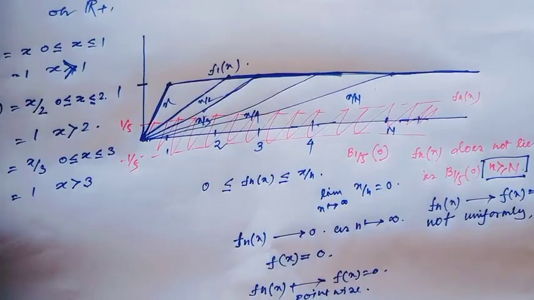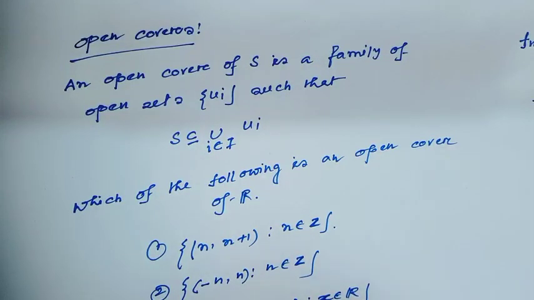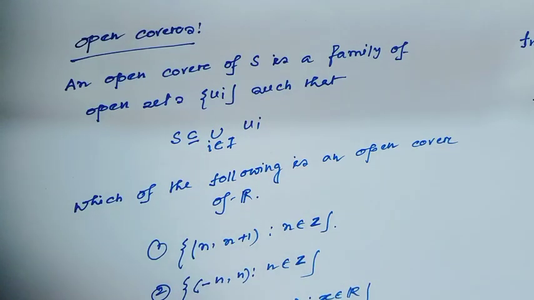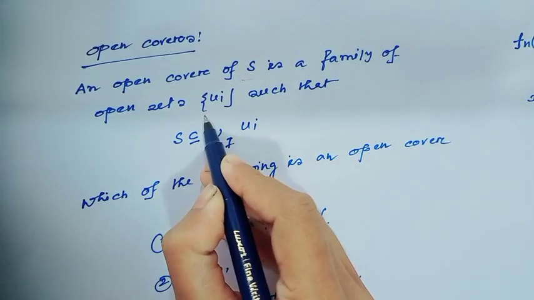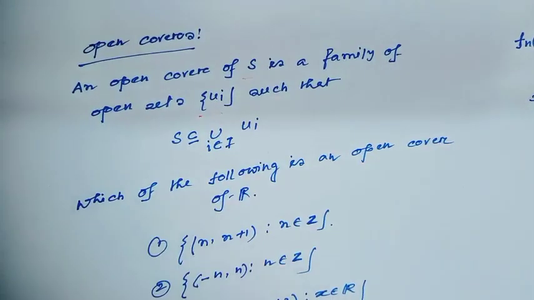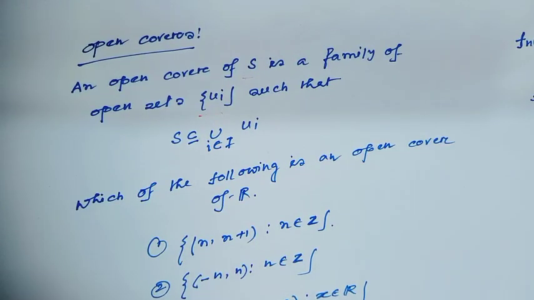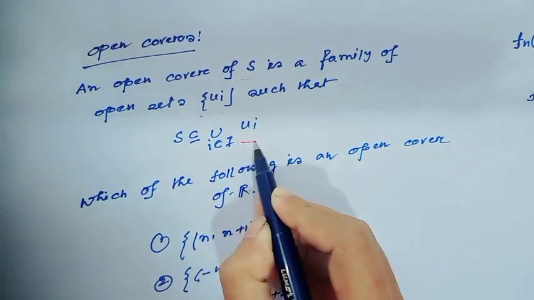Okay. Now I will state our main goal of this lecture, compact set. To define compact set, at first I will introduce open cover. What is an open cover? An open cover of S is a family of open sets U_i such that S is contained in the union of these open sets U_i.